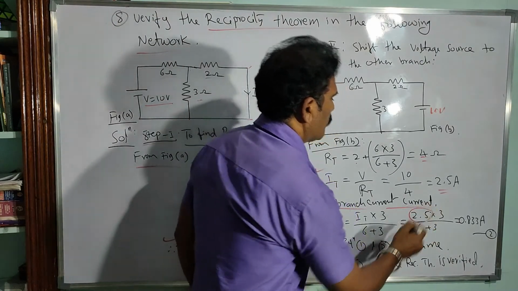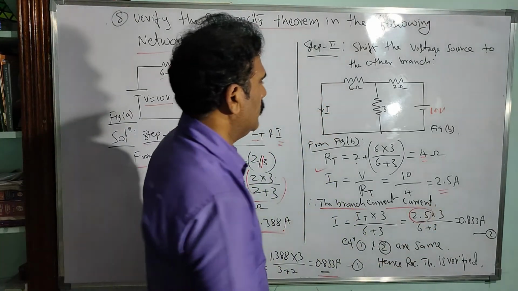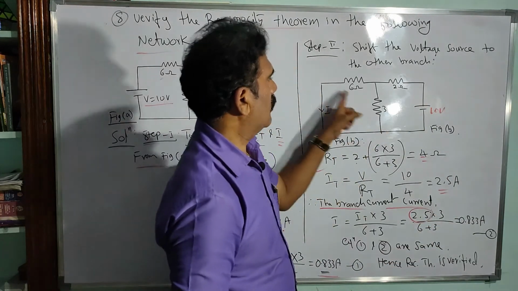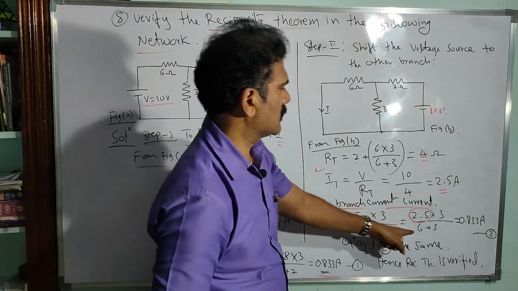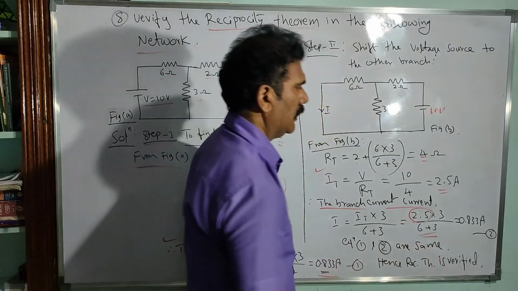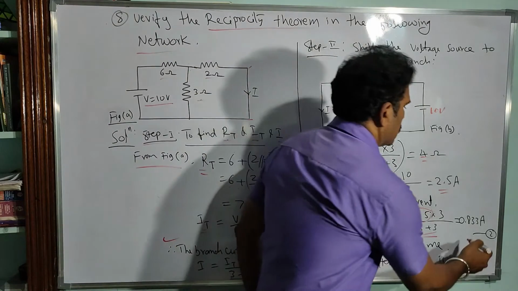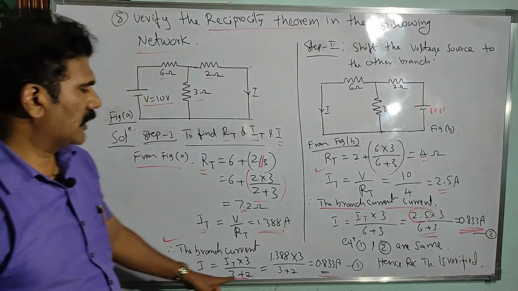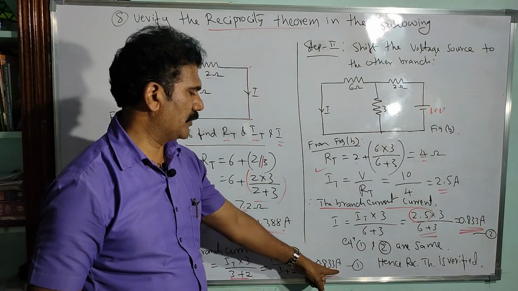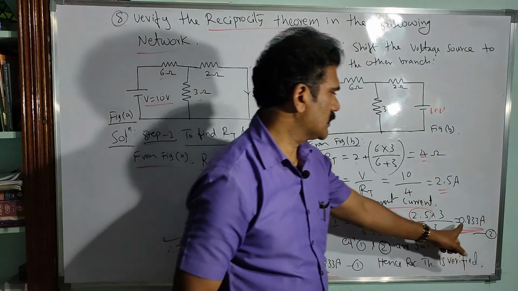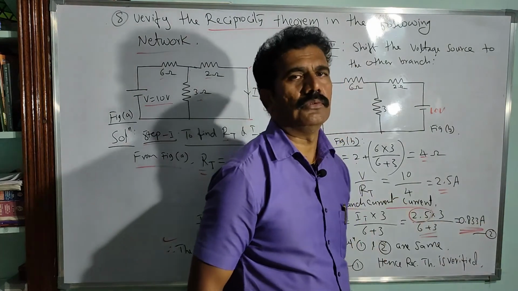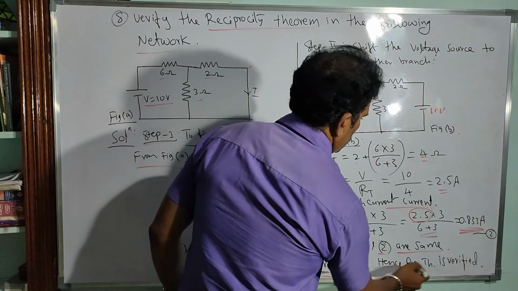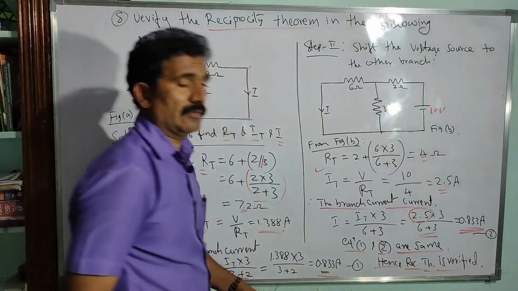IT is just now calculated as 2.5 amperes, into the value of 3, the common resistor, divided by 6 plus 3, the total resistance in this loop. That is equal to 0.833 amperes again. So in equation 1 we got the branch current as 0.833 amperes, and here also I is equal to 0.833 amperes, equation 2. So absolutely we can say equation 1 and equation 2 are the same, hence the reciprocity theorem is verified.